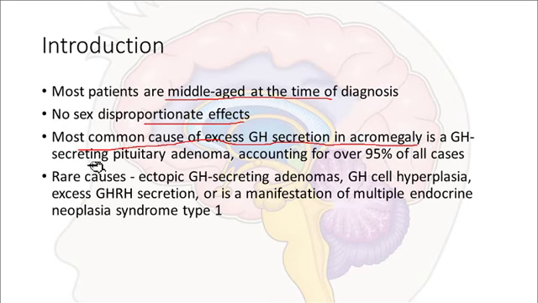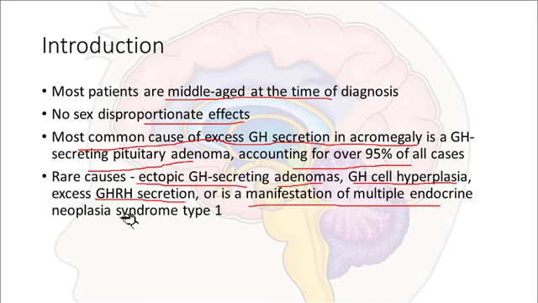Growth hormone secreting pituitary adenomas account for approximately 95% of all cases. Other rarer causes include ectopic growth hormone secretion, adenomas, growth hormone cell hyperplasia, and excessive growth hormone releasing hormone secretion, or a manifestation of multiple endocrine neoplasia syndrome type 1.